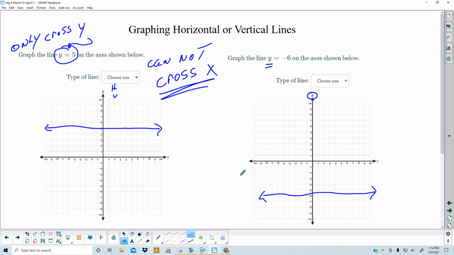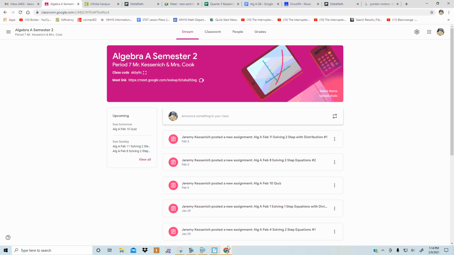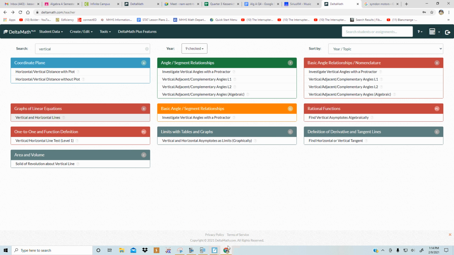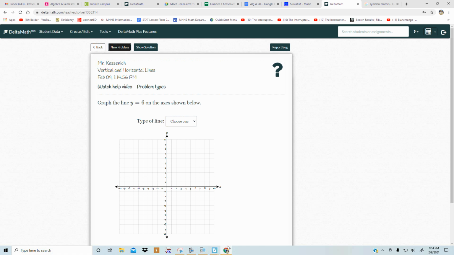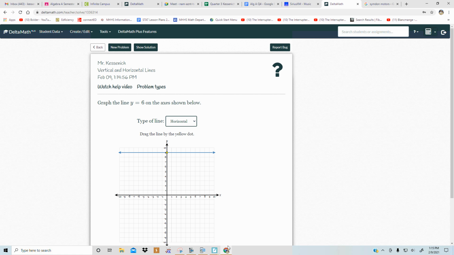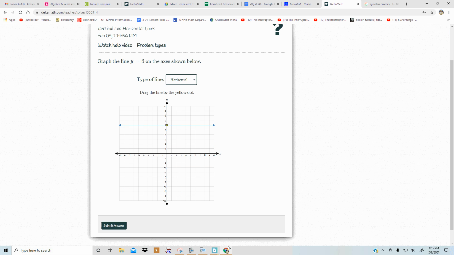Okay, again, I'm going to show you that in Delta Math. So let's go, Delta Math. Let's try this one. Here we go. y equals 6. You click on this, you choose horizontal because it only has the y, so it's only going to cross the y. Then you drag that yellow dot to the value of 6 and you let go, and then you hit submit answer.